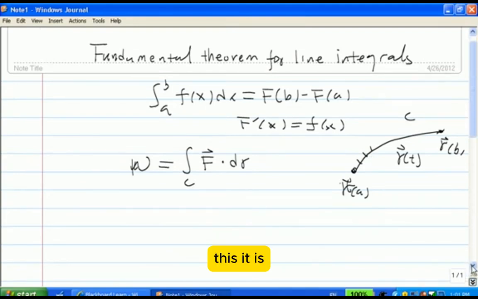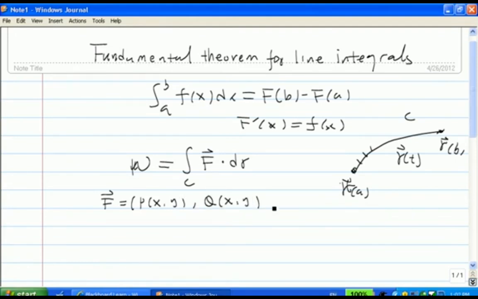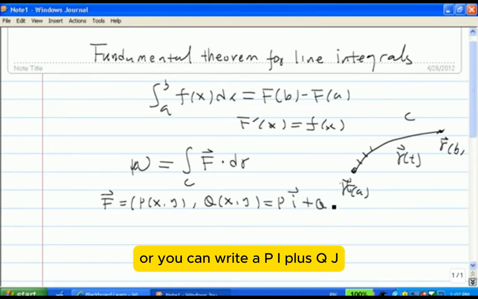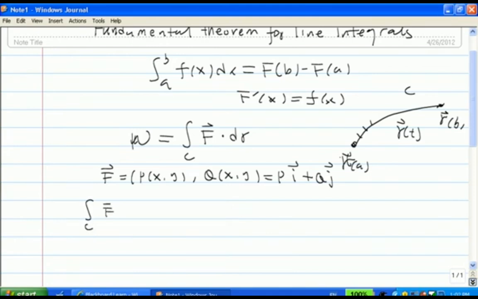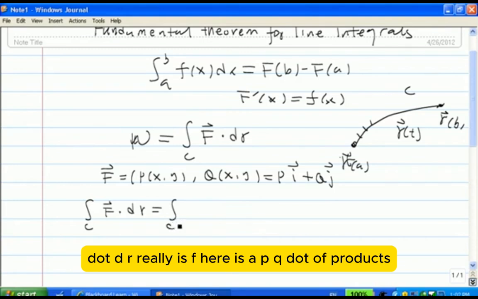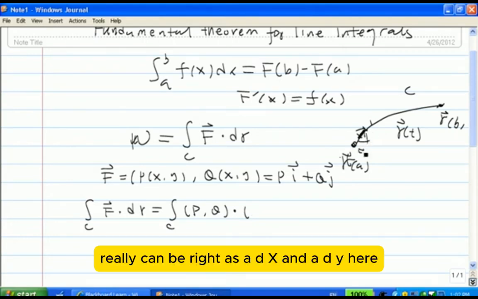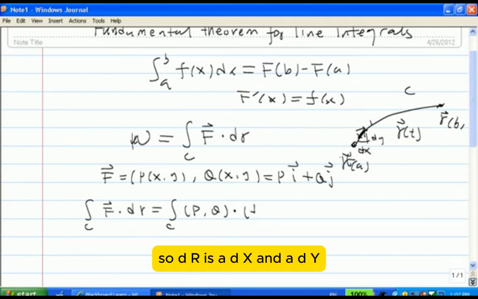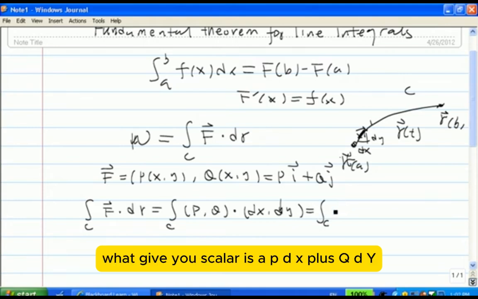That's what it is. My force here is a vector field with two components. Three components, same thing. Or you can write Pi plus Qj. And this integral of F dot dr: F here is (P, Q), and dr is the displacement, which can be written as dx and dy. So you perform the dot product, which gives you the scalar P dx plus Q dy.